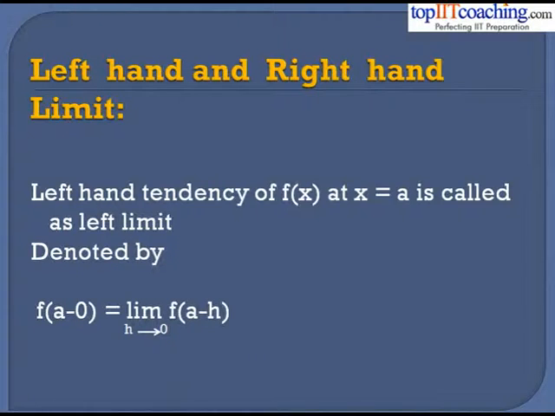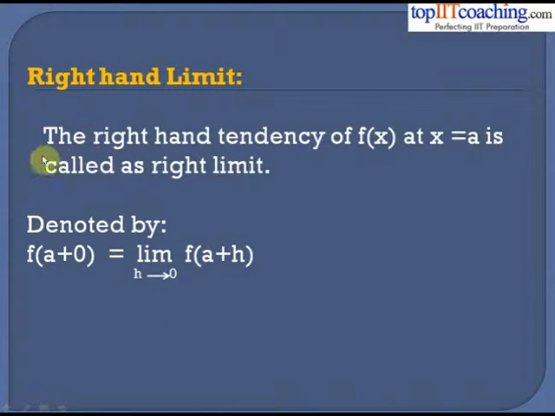It is called left hand because the point x equal to a minus h lies to the left side of the point x equal to a. Similarly, we can define the right hand limit as the right hand tendency of f(x) at x equal to a, called the right limit. It is denoted by f of a plus 0 and is equal to limit h tends to 0 of f of a plus h. Again h is a positive quantity whose value is very much close to 0. Now a plus h is a value very close to a, but actually greater than a, or the point x equal to a plus h lies to the right side of the point a. So the value of f of a plus h when h tends to 0 is called the right hand limit.